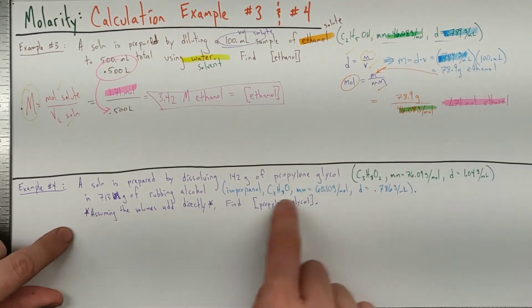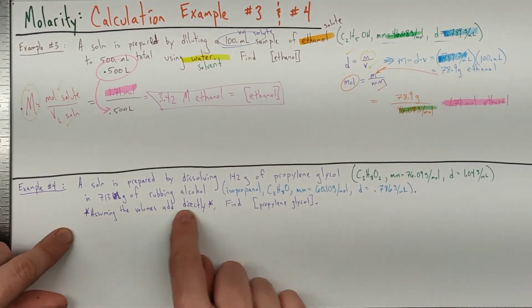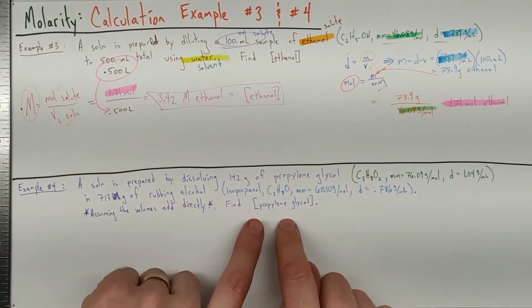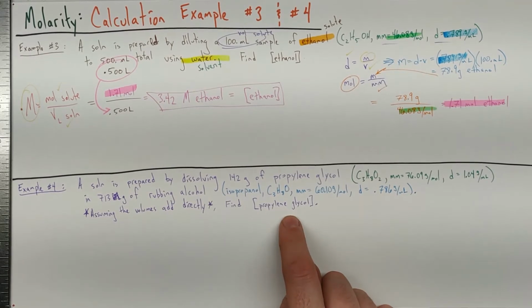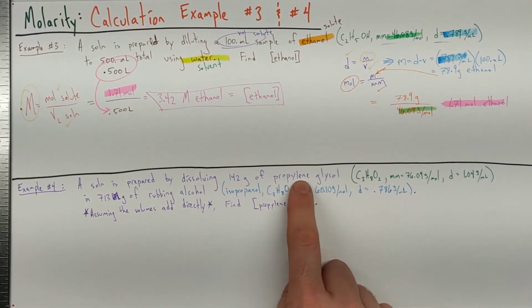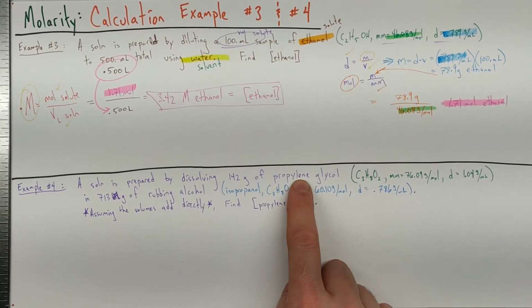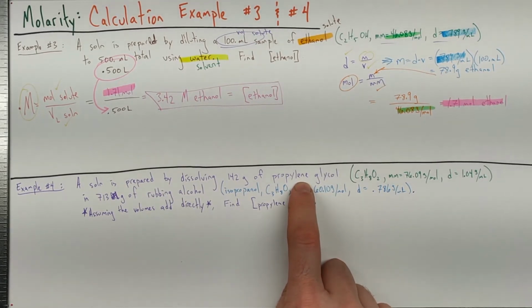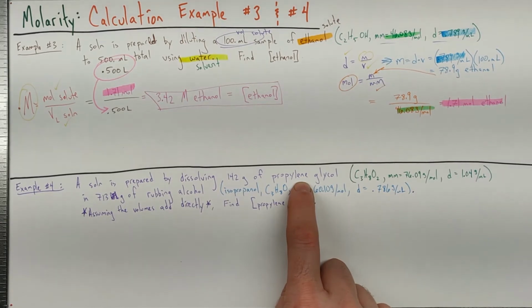In this example, I took it one step further. I gave you masses of two liquids. Neither of them are water, and we're going to find the concentration, the molarity of one of the liquids, the propylene glycol. Propylene glycol is a fairly common solvent. It's used as a type of antifreeze along with ethylene glycol, but propylene glycol has been in the news lately as a component of vape juice for vaping fluids.